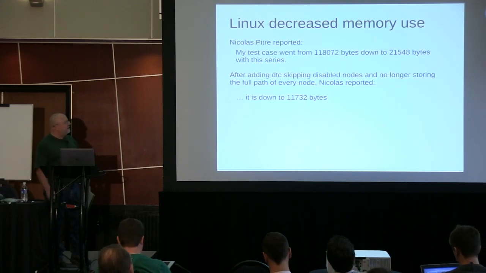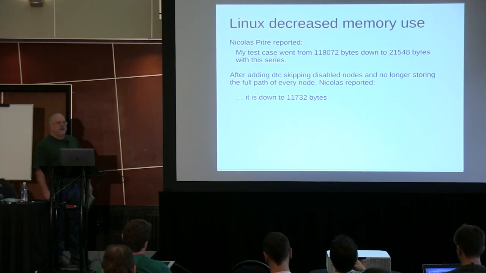So Nicholas added these two next features, and he got down to just under 12,000 bytes. So we went from roughly 22,000 down to 12,000 with this next step.